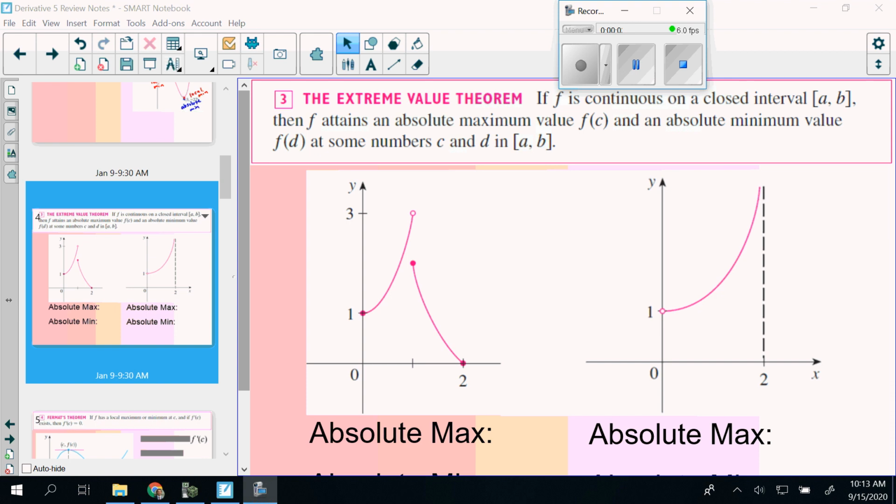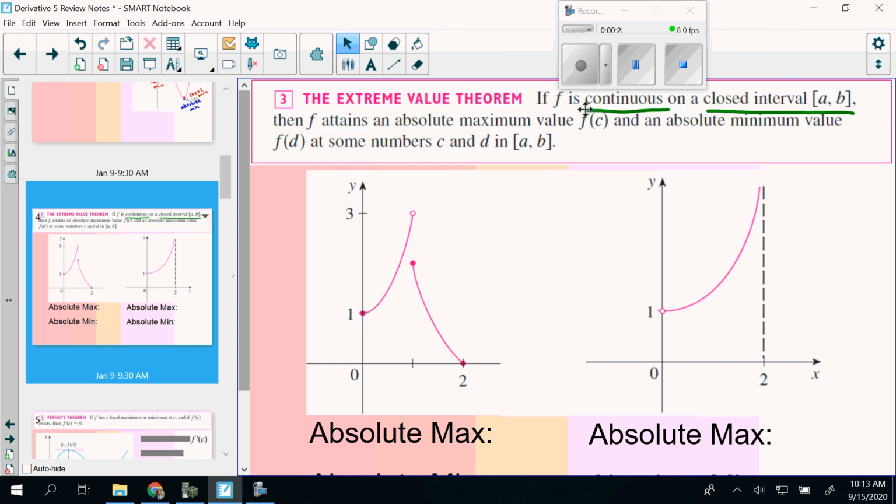All right, the extreme value theorem says if a function is continuous and on a closed interval, and those are important to this theorem, then the function f contains an absolute max value and an absolute min value for some values in the closed interval [a, b].